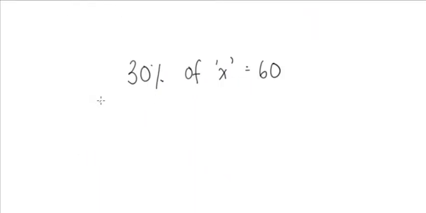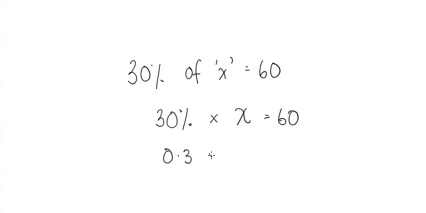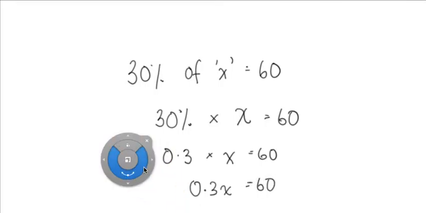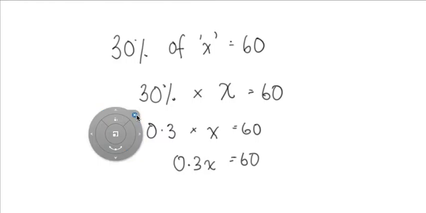So, if we have the question here, we can rewrite it as 30% times something, an unknown variable, times x equals 60. I can actually rewrite this as 0.3 times x equals 60. And actually, from algebra, instead of writing times here, you can just skip the times out and go 0.3x equals 60. Okay, so that makes it a whole lot easier.